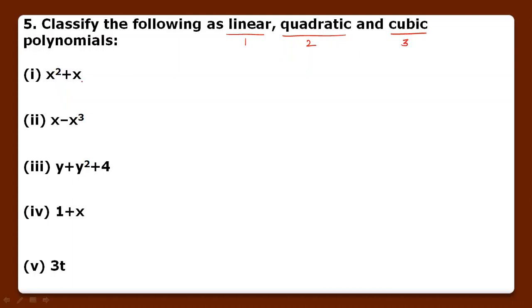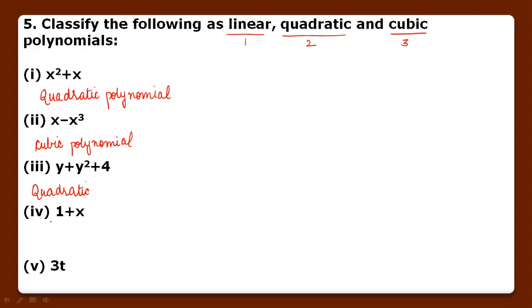Here what is the degree of the polynomial? 2. So it is a quadratic polynomial in this way. Then next part says x minus x cube. Here the highest degree is 3. So it is a cubic polynomial. Then y plus y square plus 4. Here the highest degree of y is 2. So it is a quadratic polynomial. Then fourth part 1 plus x. Highest degree of x is 1, implies it is a linear polynomial.